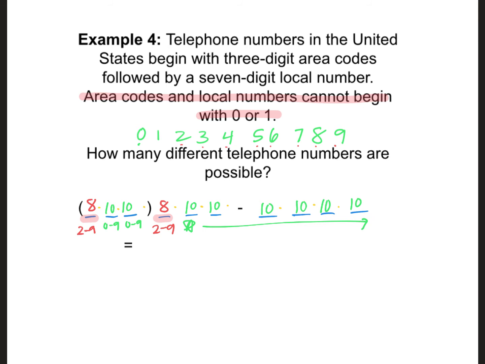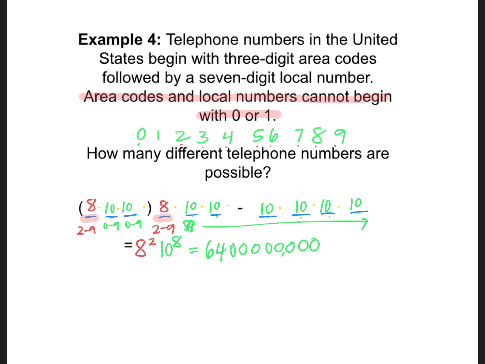So you can write it as, we have 2 8s, so that's 8 squared. And then we have 1, 2, 3, 4, 5, 6, 7, 8 tens. So we have 10 to the power of 8. When I do that, we have 8 squared times 10 to the power of 8. I get 64, and then I have 1, 2, 3, 4, 5, 6, 7, 8 zeros.